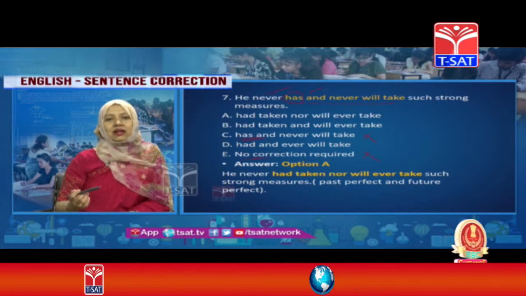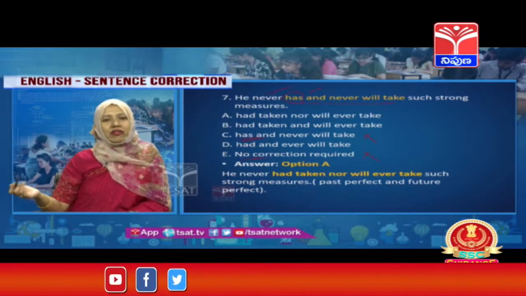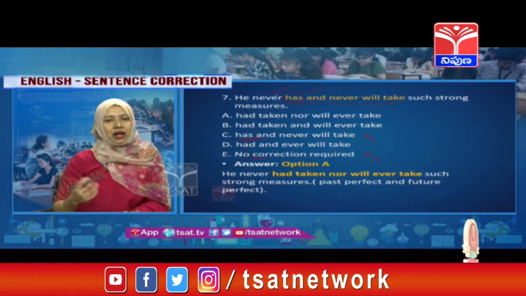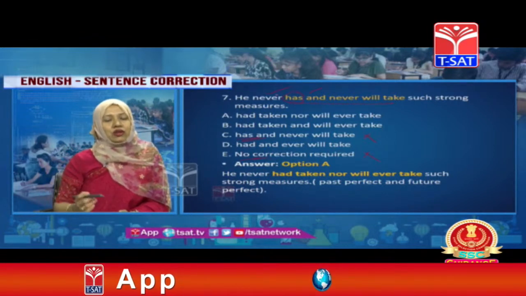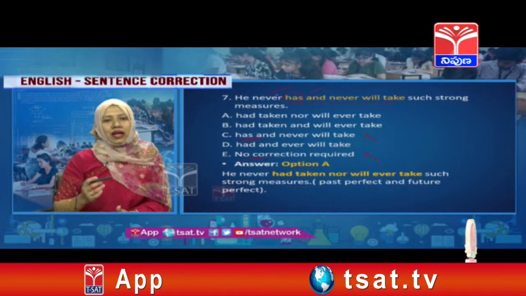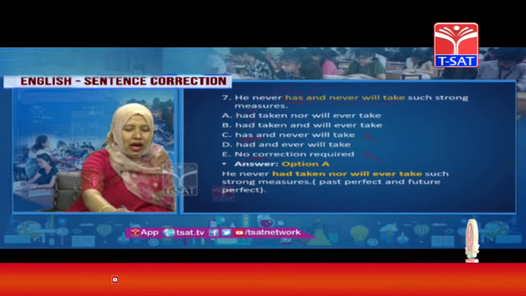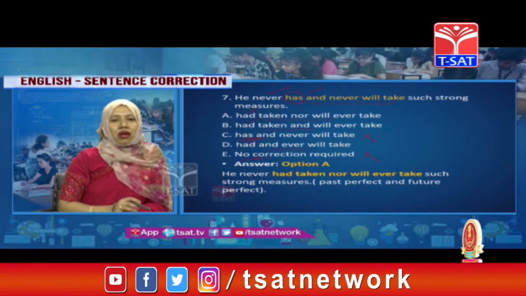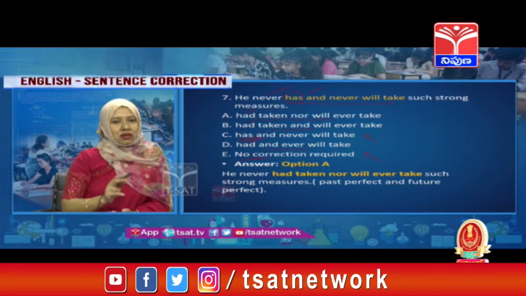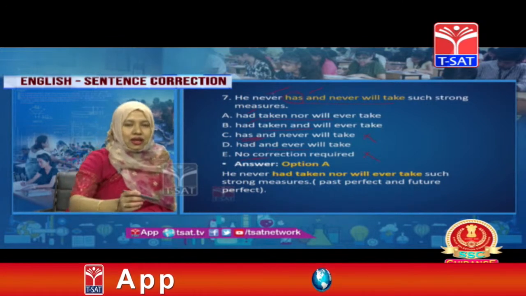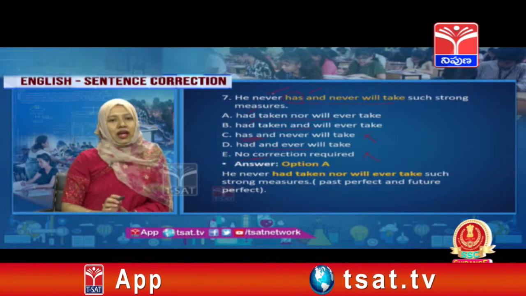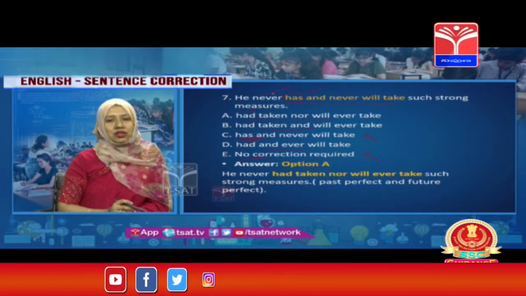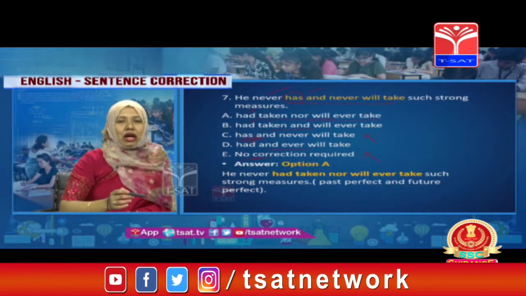Now after had, what should come? Had and never will take. Whenever never is there, never means you are not going to do anything again. So along with that we will use nor. He never had, we got the option had. Now next, what part should come? Always with past tense, when we are talking about never, if we see never in the sentence, that means he had not done anything wrong, nor will ever take such wrong measures. He will never do such in the coming future.